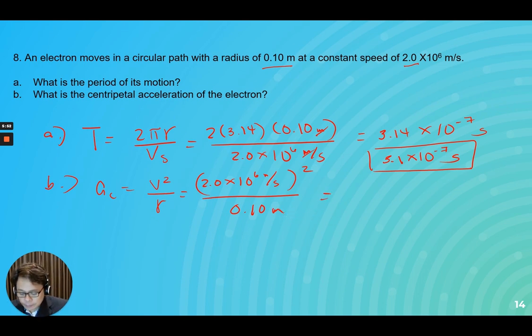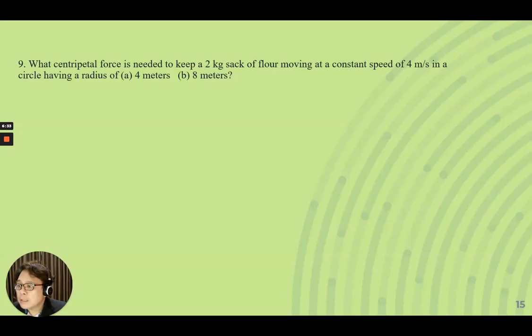Okay, so upon computation, you will get 4 times 10 raised to the 13th. Okay, so we answer in 2SF, 4.0 times 10 raised to 13 meters per second squared. This is the acceleration of the electron. Okay, napakabilis ng kanyang acceleration.